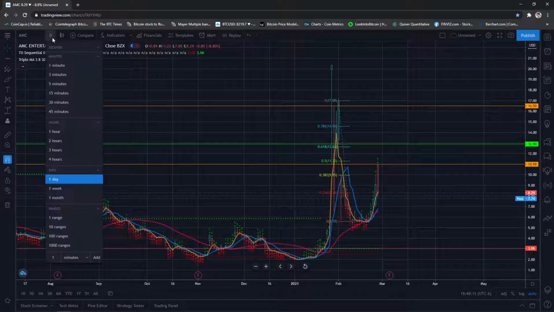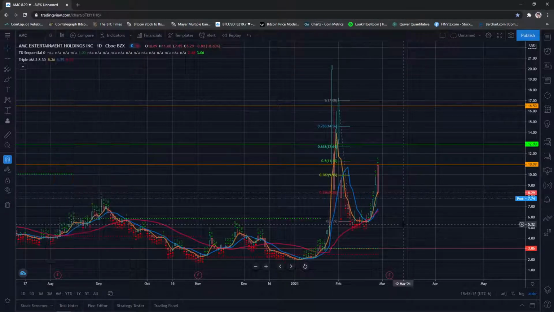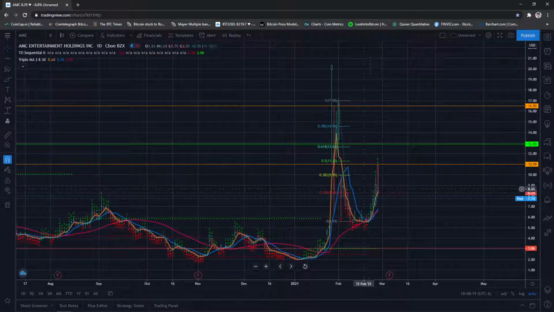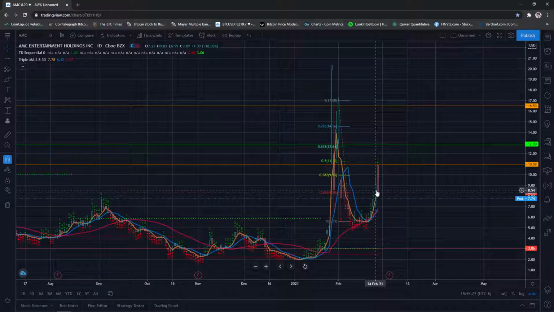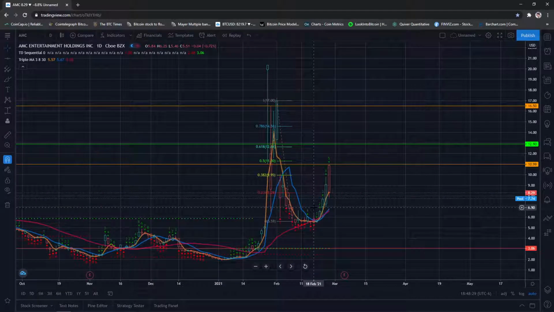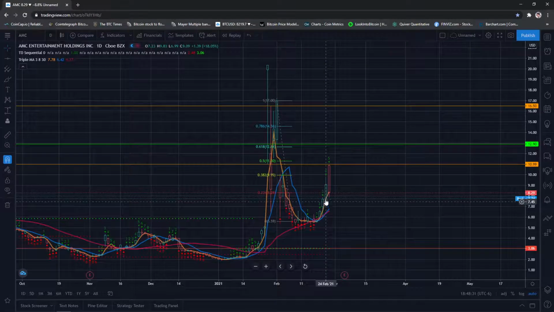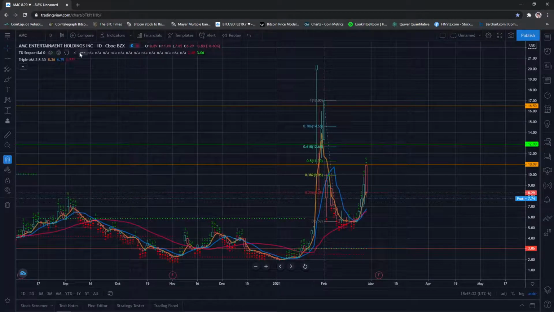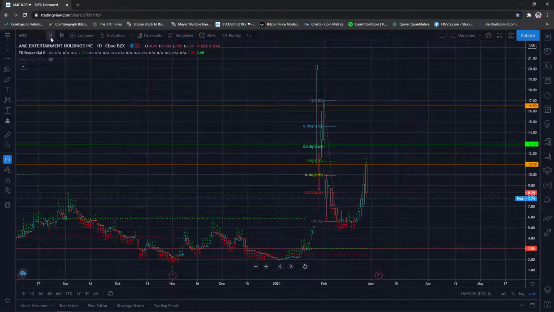There was stuff technically that told me to enter, but the run up, especially whenever you start to hear about it, man, that's a crowded trade. It's attracting all these people, a whole bunch of traders. I don't like to be in crowded trades, and especially these.